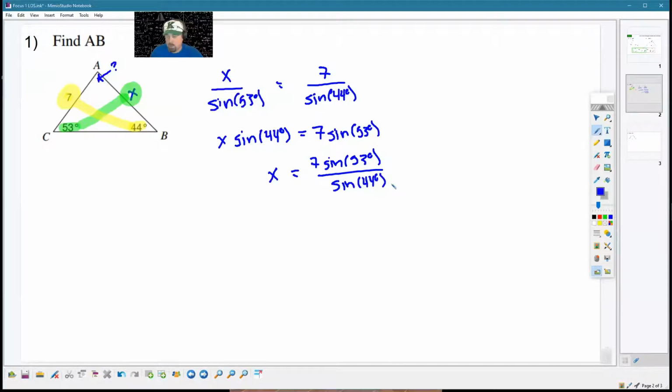So let's plug that in. Now again, you're plugging in degrees. Make sure your calculator's in degrees. 7 sine 53 divided by sine of 44. I get 8.04, so let's just go with 8.0. We'll round to one place like we had before. So that is 8.0, so that side's 8 long.